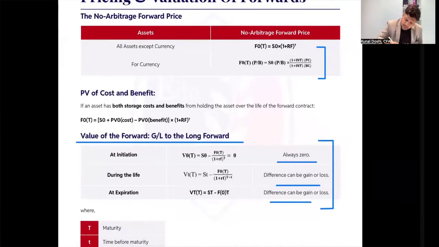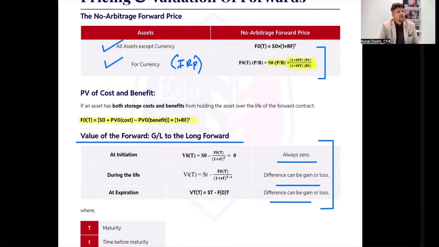The price is the no arbitrage formula price. The same thing we did in currency. In currency, the forward is as per interest rate parity. Remember, interest rate parity, spot into 1 plus interest rate of price over base. So it's the same formula, but about currencies. In commodities or in derivatives, we will learn in alternatives, when it comes to commodities, that it is spot plus the cost minus the benefit in present value, into 1 plus risk free. Remember, cost includes storage cost, which is not with equities. With equities, there is no storage cost. But with commodities, there is a storage cost.